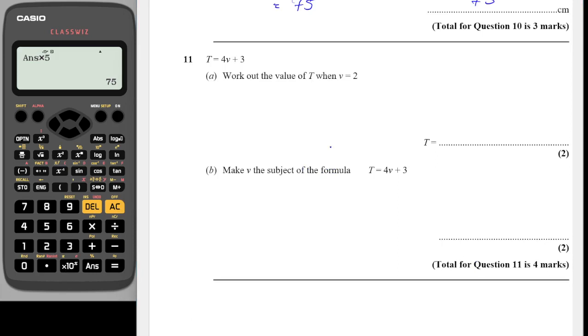So part A, work out the value of t when v is equal to 4. So I'm going to write it in as I would type it into my calculator. So 4 times 2 plus 3. So that's going to be 8 plus 3 would give me 11.